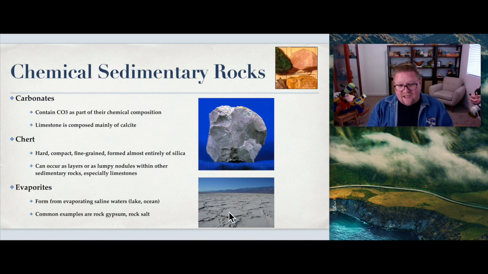This is a photo of Death Valley. Death Valley at one point was a massive freshwater lake known as Lake Manly. The water evaporated, leaving a tremendous amount of material behind. Common types are going to be rock gypsum, rock salt, and borates. Those are very common as well. Those are the types of rocks that are left behind when water evaporates, which is pretty cool.